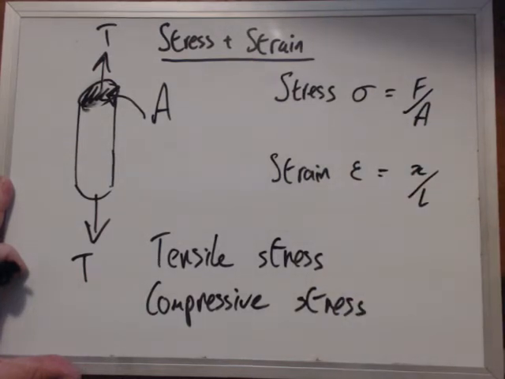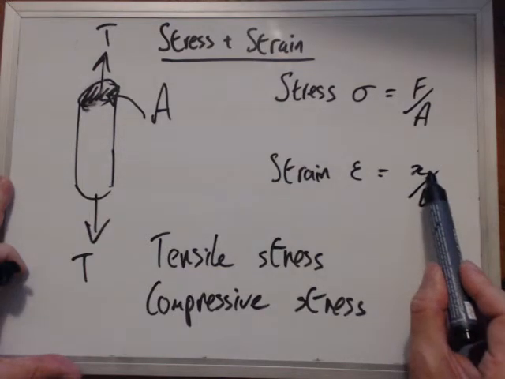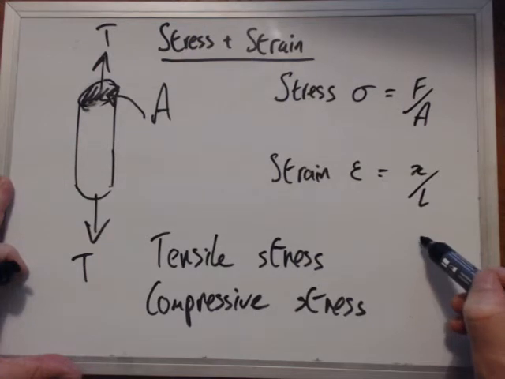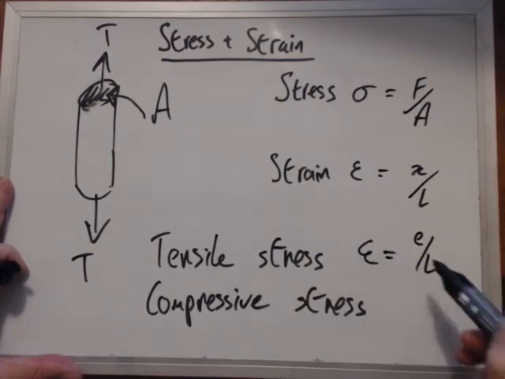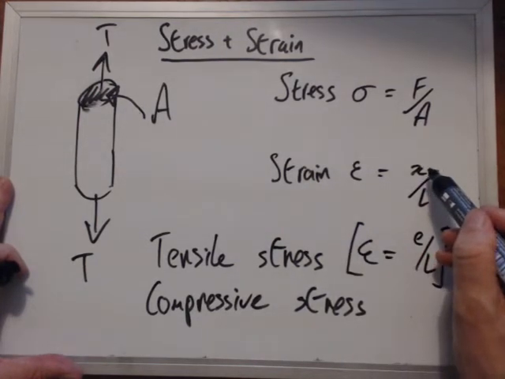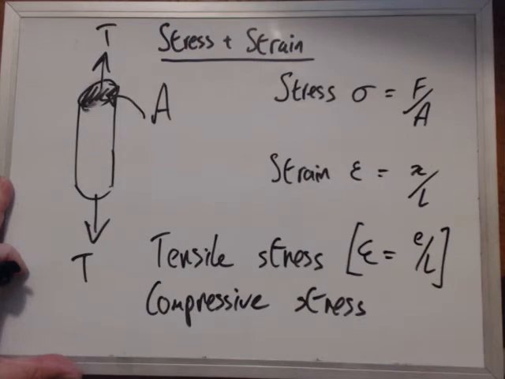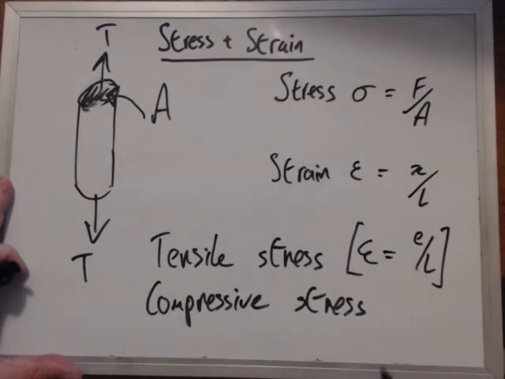And what is strain? Strain is actually the extension, which is X in many syllabuses. Sometimes strain is written as E, which is extension over L. So it is the extension of it, or if you like the compression, if you're squeezing it, divided by the original length of the material. So that's what your stress and strain is.